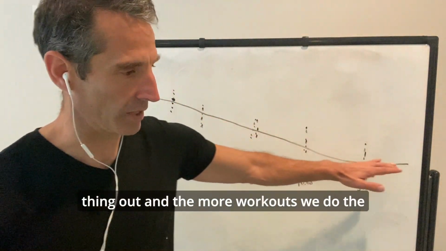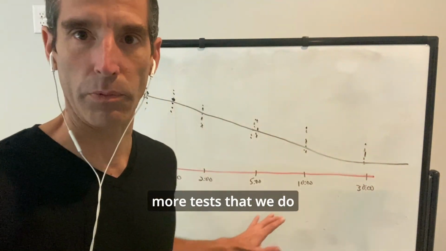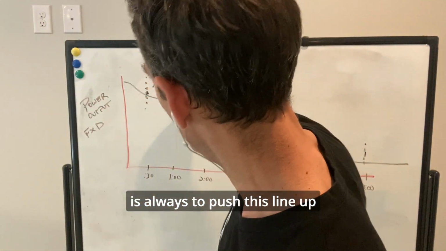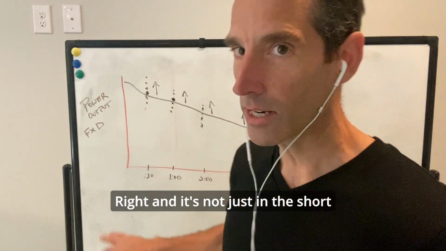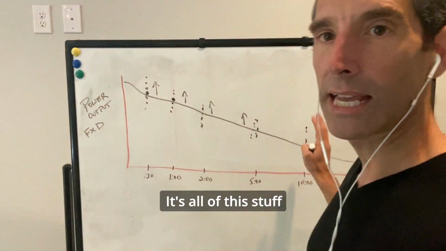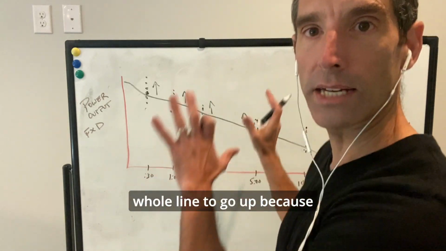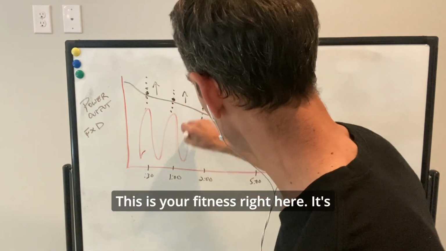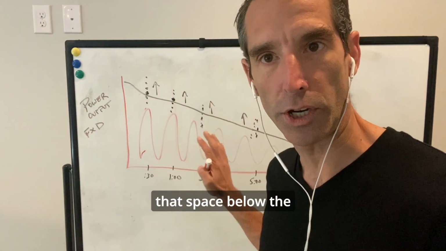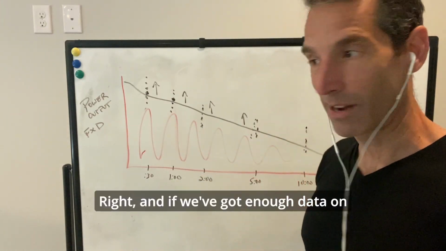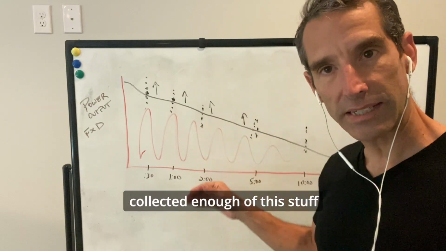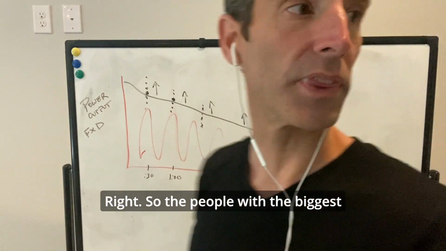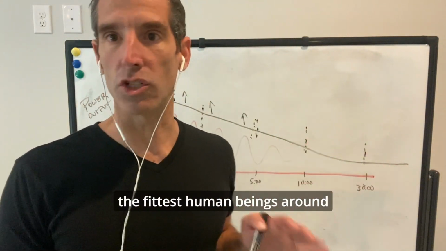And then we can map this thing out. The more workouts we do, the more tests that we do day in and day out, our goal is always to push this line up. And it's not just in the short duration, or just in the long duration, it's all of this stuff. We want this whole line to go up because this is your fitness right here. It's that space below the curve. This is your fitness. And if we've collected enough data on someone, we know what your fitness looks like. So the people with the biggest space under this curve are the fittest human beings around.